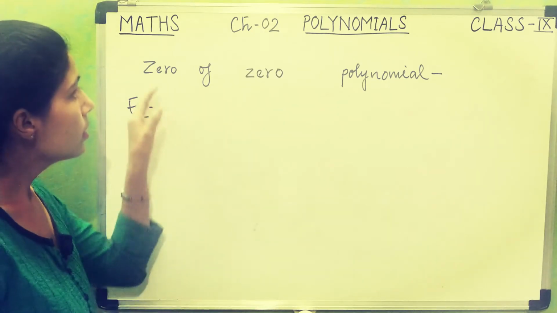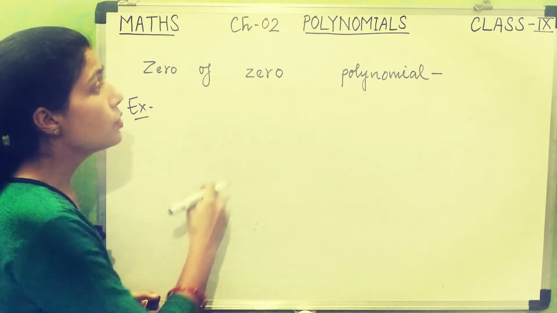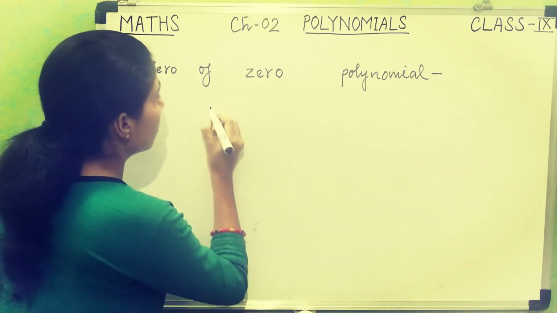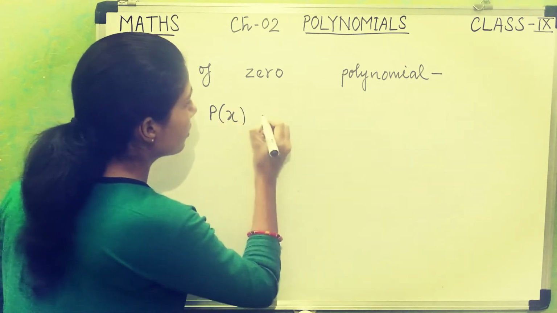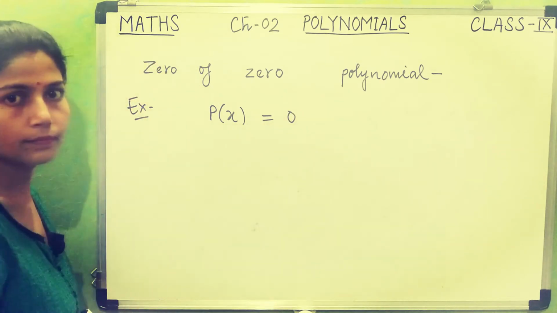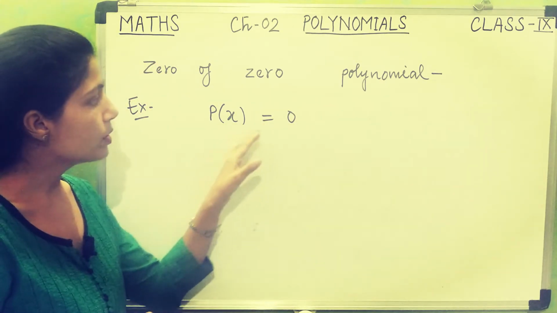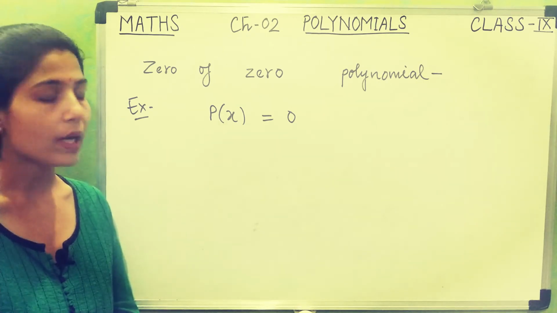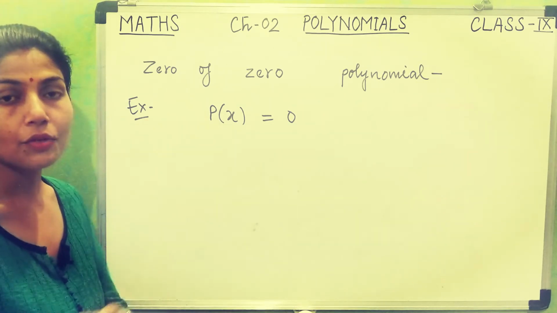Now we will discuss the zero of a zero polynomial. We know very well that the zero polynomial is this: p(x) equals 0. Now you have to calculate its zeros.